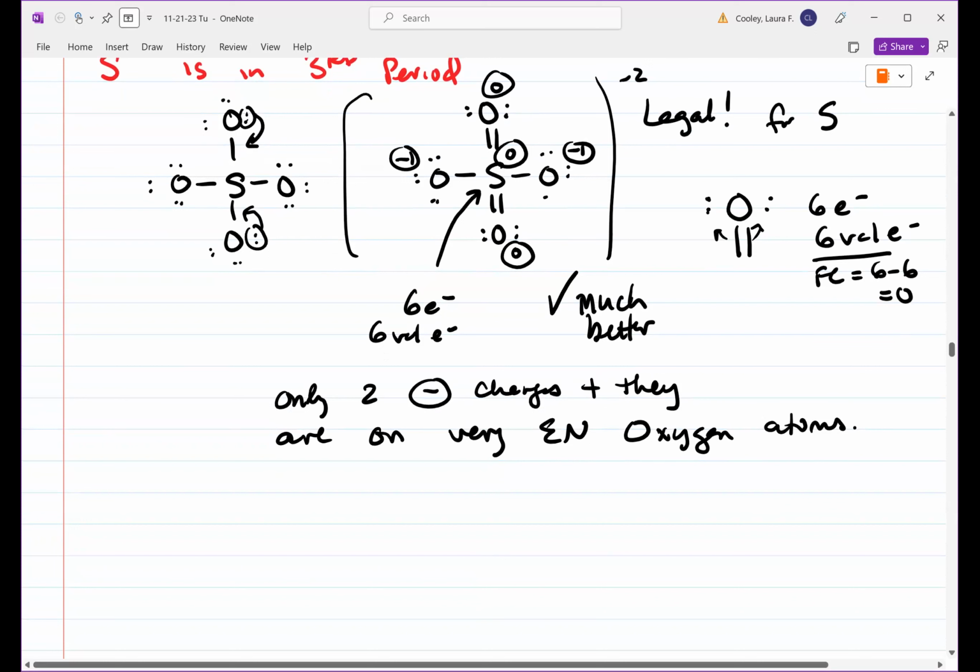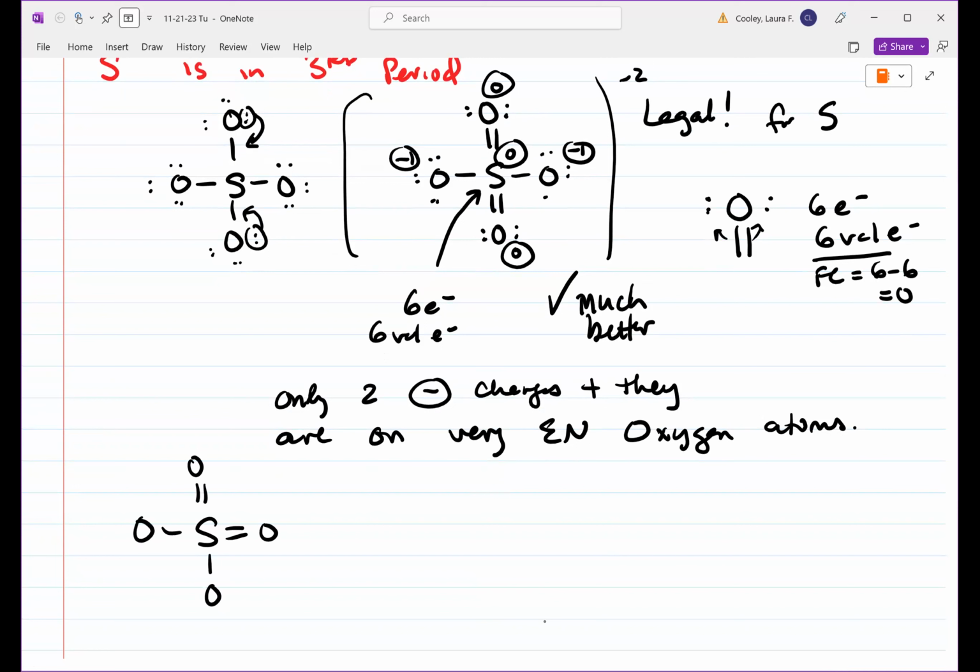Okay, and this is not even the only structure. I could have done those double bonds anywhere. I could have them here or here. I'm not drawing the lone pairs, but these are all resonance forms.